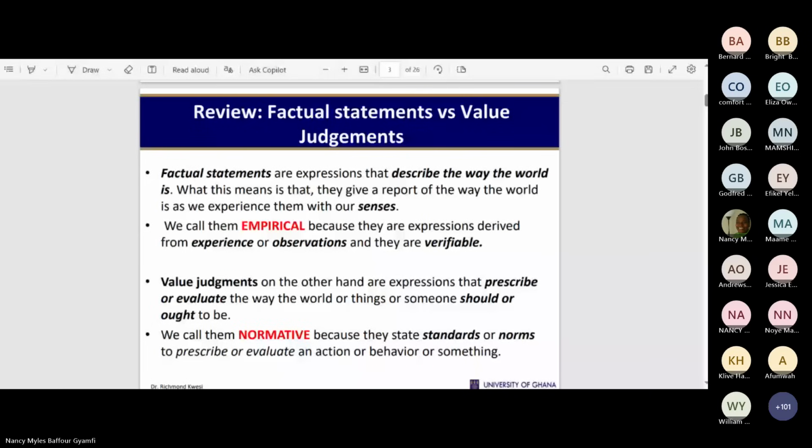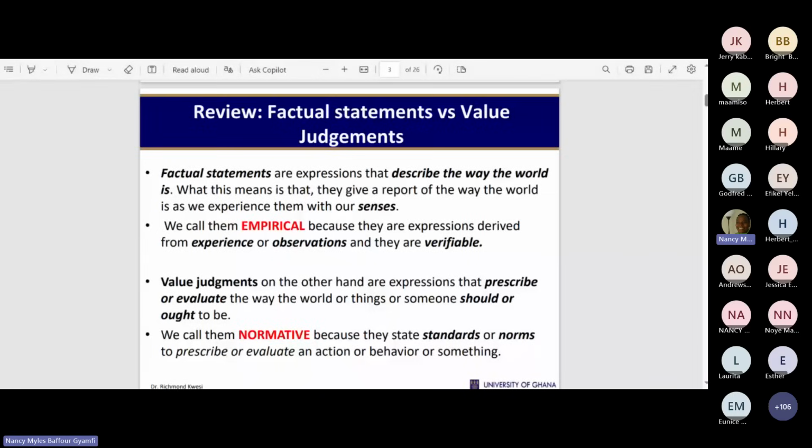Factual statement versus value judgment. Factual statements are expressions that describe the way the world is. What this means is that they give a report of the way the world is as we experience them with our senses. We call them empirical because they are expressions derived from experience or observations, and they are verifiable. Value judgments, on the other hand, are expressions that prescribe or evaluate the way the world or things or someone should or ought to be. We call them normative because they state standards or norms to prescribe or evaluate an action or behavior, or something.